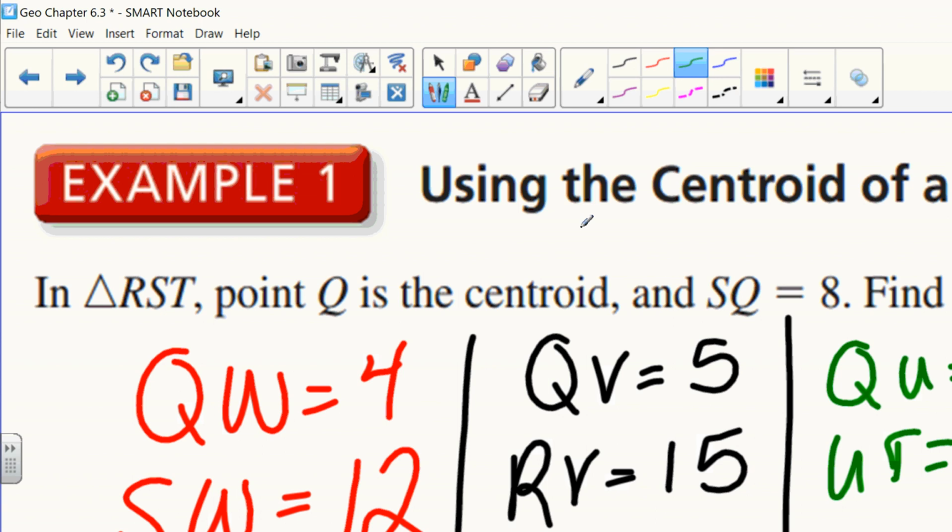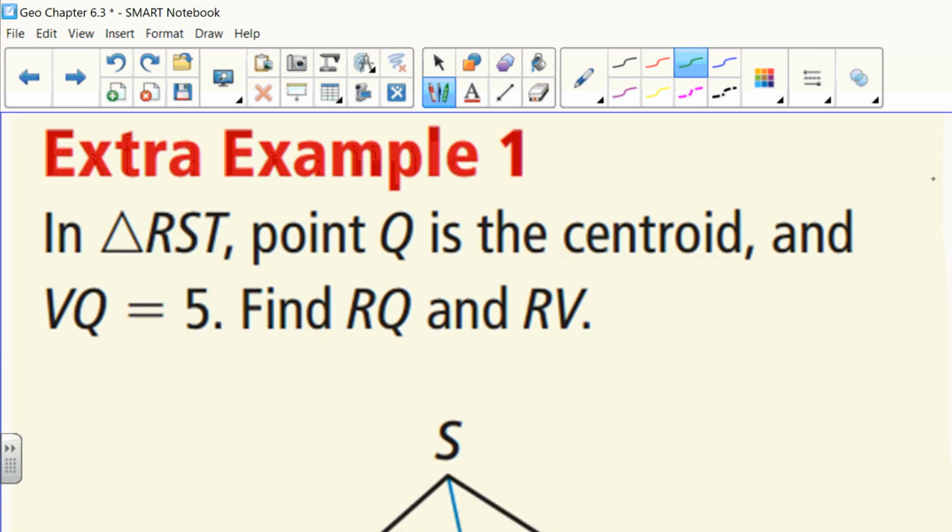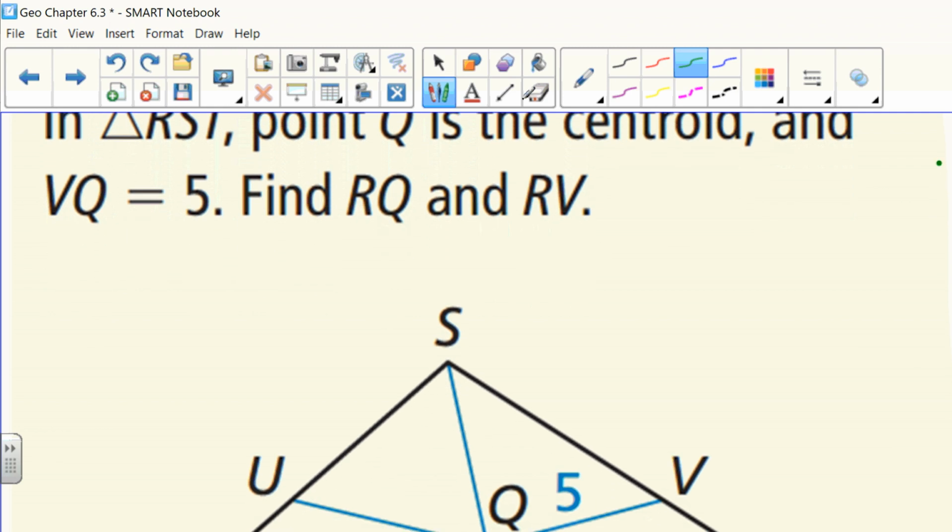All right, let's look at the next one. We'll find RQ, RV, SQ, SW, and then UT and UQ. We'll find them all just because we have the numbers for it. That's what it asked for, but let's go on and find them all anyway.